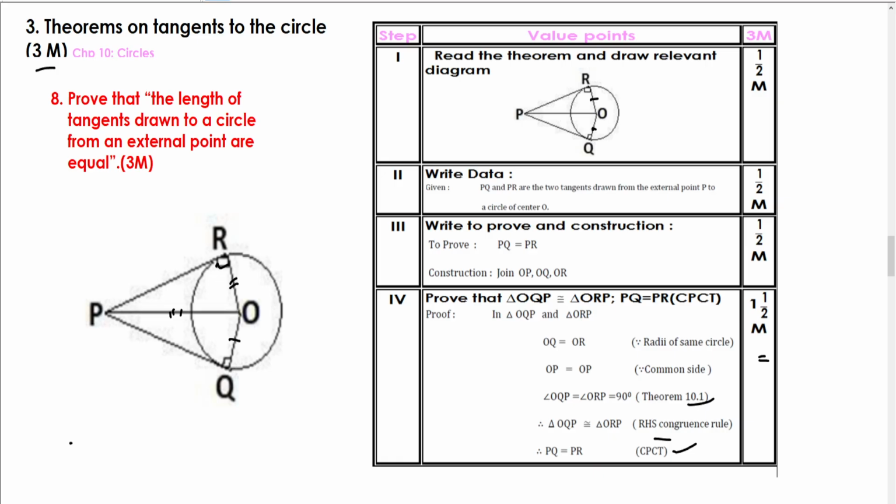So let us move on to the next, third set of questions. Definite questions. These are definite questions. Practice them, repeatedly watch them, you will understand clearly. Theorems on tangents to the circle.